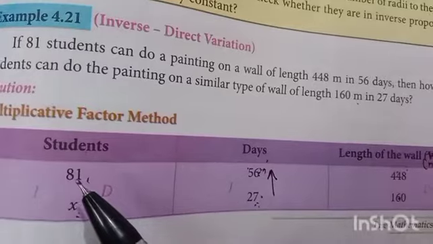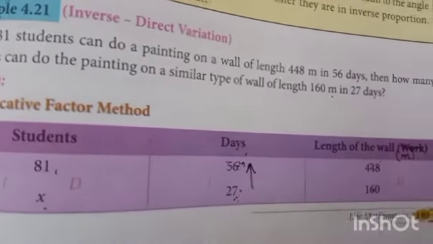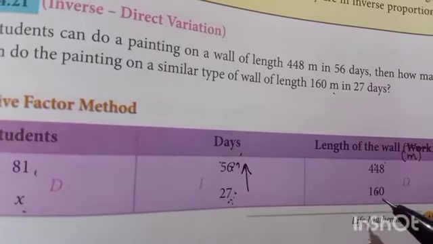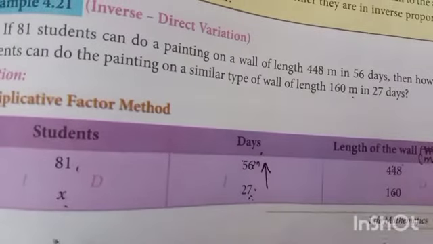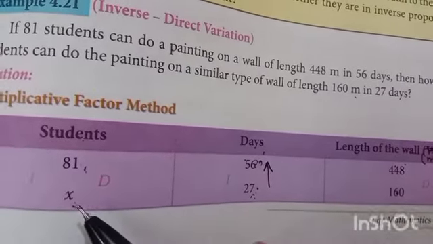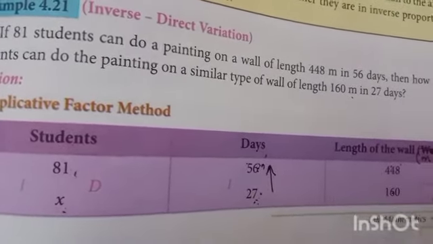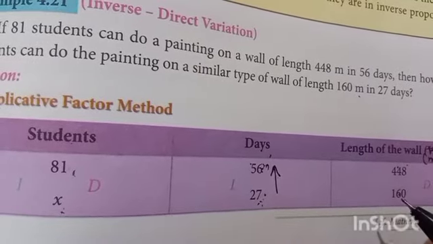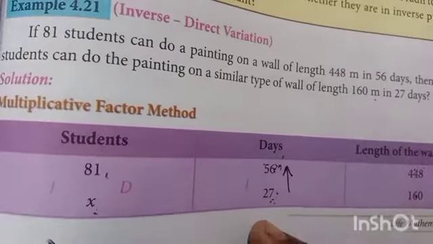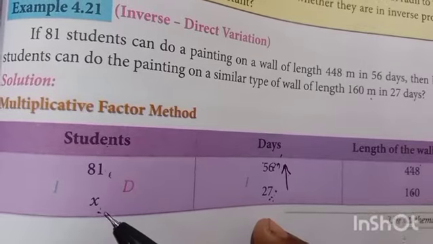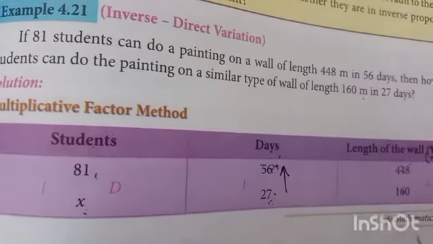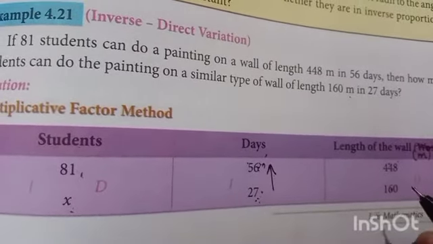How many students are used? 81 students. So the length of the wall reduces, and the number of students needed is very less. Now the length of the wall reduces, the number of students also reduces. So reduce means decrease.